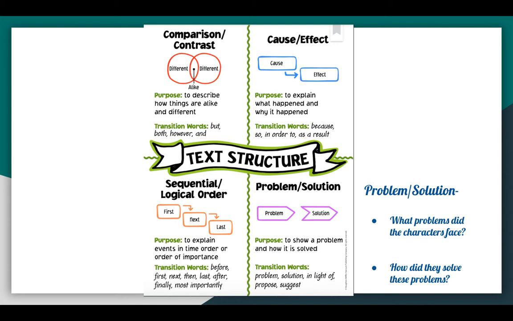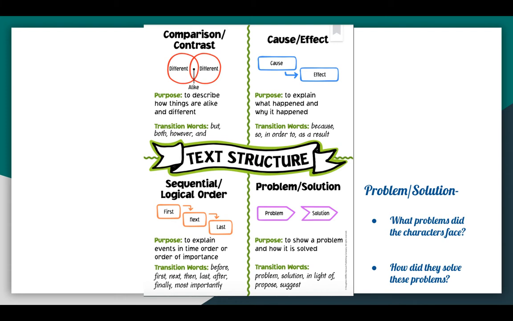The cause and effect text structure is located on the top right of the anchor chart. The purpose of cause and effect, as we learned yesterday, is to explain what happened and why it happened. Some transition words you may see as a reader and may notice can be because, so, in order to, as a result.